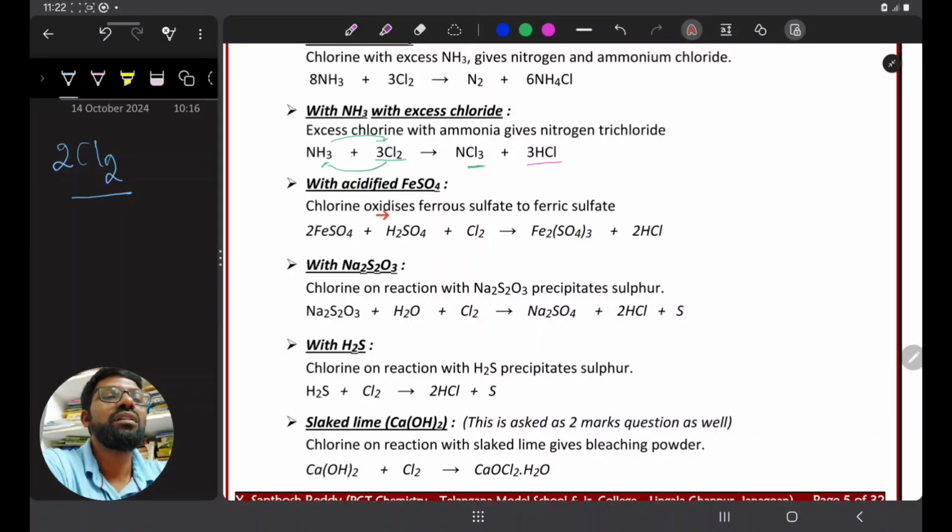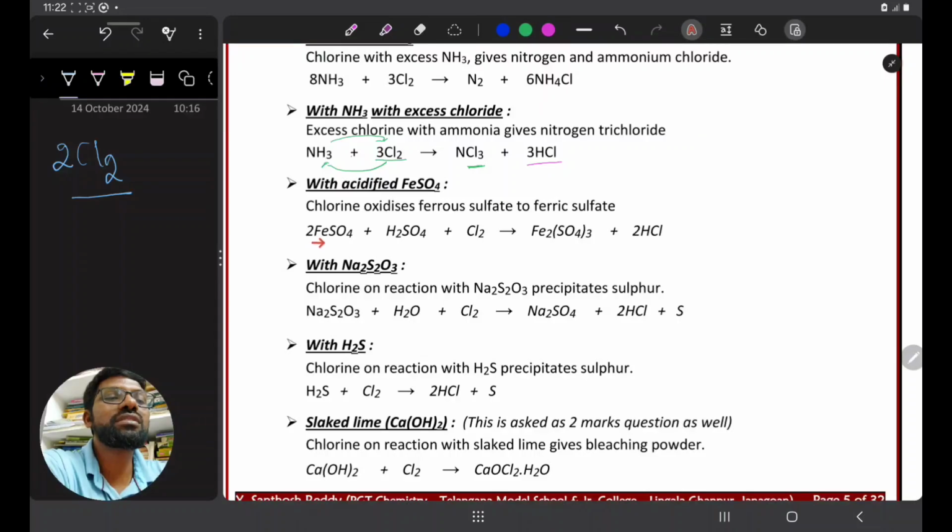Now see, this is acidified ferrous sulfate. Why are we calling it acidified? It is added with concentrated sulfuric acid H2SO4: 2FeSO4 plus H2SO4 plus Cl2. That means acidified ferrous sulfate reacts with chlorine. And we will see how the product is formed.